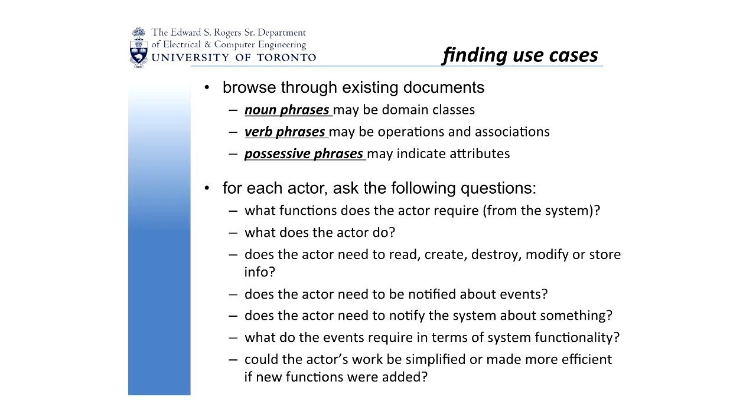For each actor, you should ask a series of questions. What functions does the actor require? What specifically does the actor do? Does the actor need to read, create, destroy, or modify information? Do they need to be notified of system events or notify the system of external changes? Always consider if the actor's work could be simplified or made more efficient by adding new system functionality.